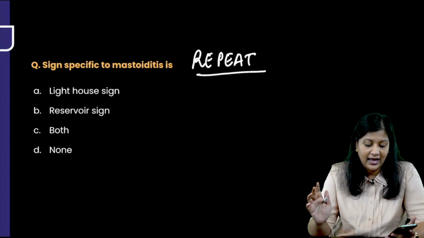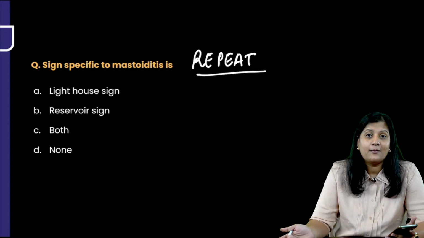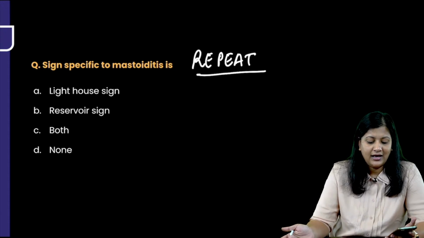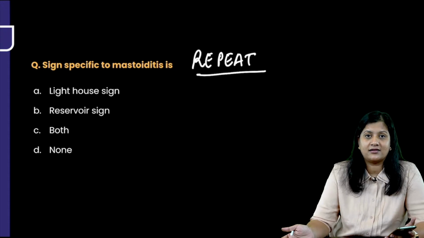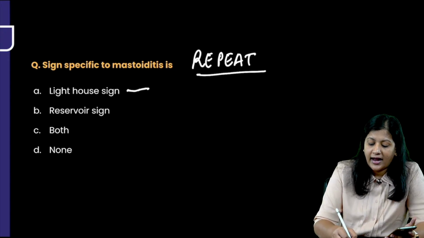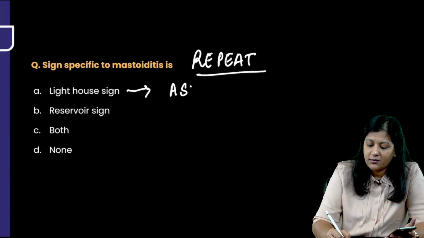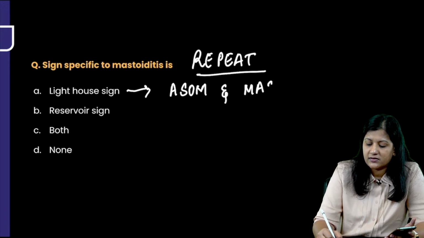Some of you are saying A, some of you are saying B, and some of you are also saying C. I think the majority of you are falling into B, and I think that is the right answer. They're asking you which sign is seen only in mastoiditis. Lighthouse sign can be seen in ASOM, acute suppurative otitis media, and mastoiditis.